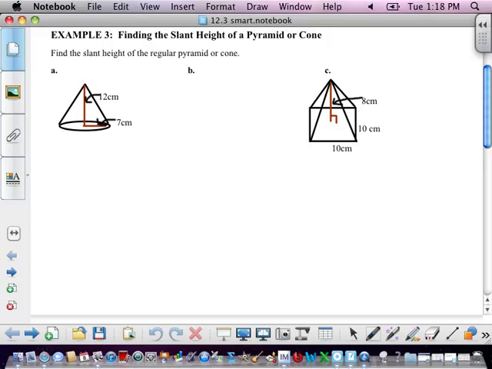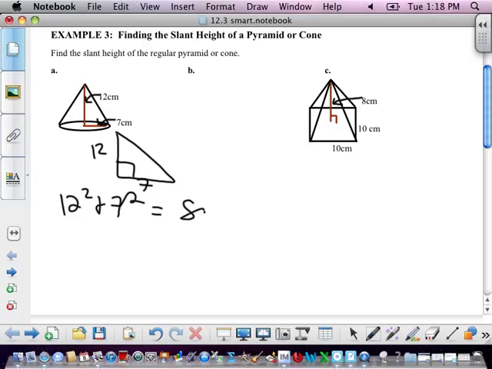Alright, so we're going to find the surface area of this cone first. I do not have the slant height of this cone. How am I going to find it? Do you guys see the right triangle on the inside? Alright, so all we're going to do is 12 squared plus 7 squared equals the slant height, which we don't know, squared.